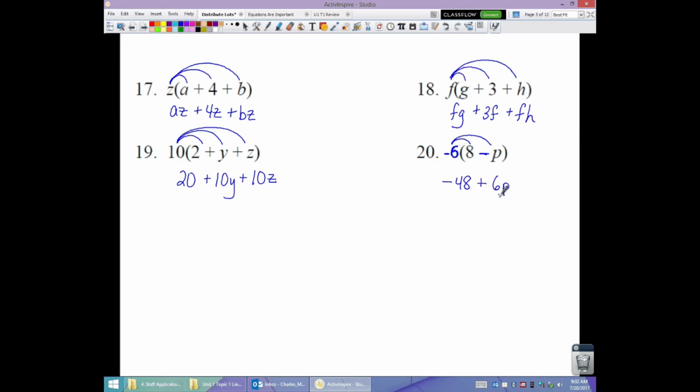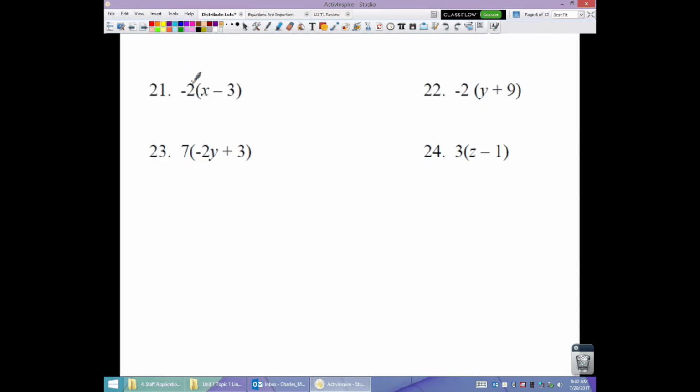And again, it doesn't matter the order you write these in, so if for some reason it bothered you to start with a negative term there, this is exactly the same as writing 6p minus 48. Since the 6p stayed positive and the 48 stayed negative, they are exactly the same answer.